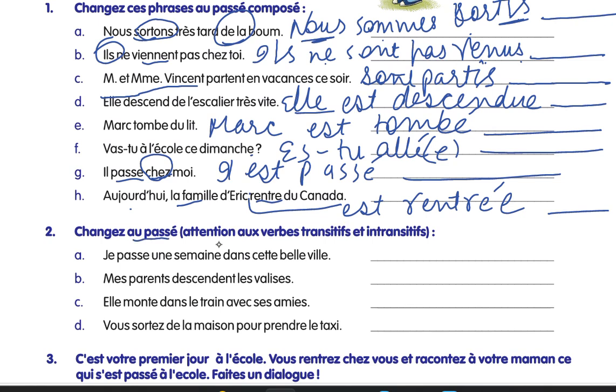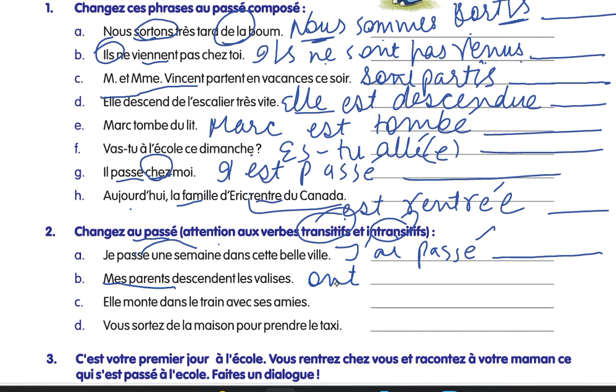Changer au passé. Attention au verbe transitif et intransitif. Okay, so here is the first. Now see, passer: after the verb, there is a direct object and there is no preposition. It means avoir will come. J'ai passé une semaine dans cette belle ville. Mes parents, there is no preposition again. Mes parents ont descendu les valises.